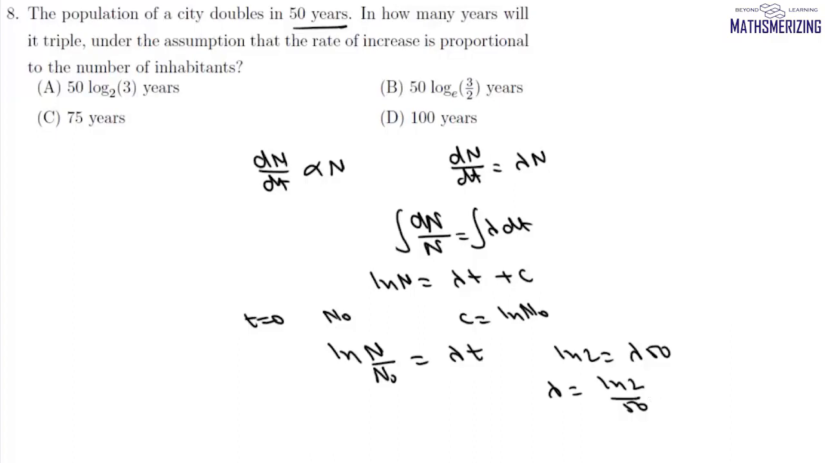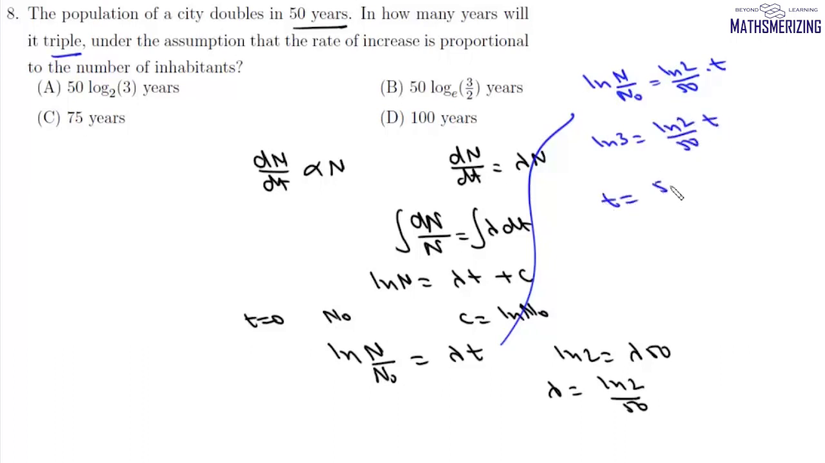So we can write this expression as log N upon N naught equals log 2 upon 50 into t. Now we need to find the time when the population triples. So that means here we need to put the value of N as 3N naught. So we'll get log 3 equal to log 2 upon 50 into t. So we can write this t as 50 log 3 upon log 2, and using the base changing property we can write this as 50 into log 3 base 2. And that's your option A.